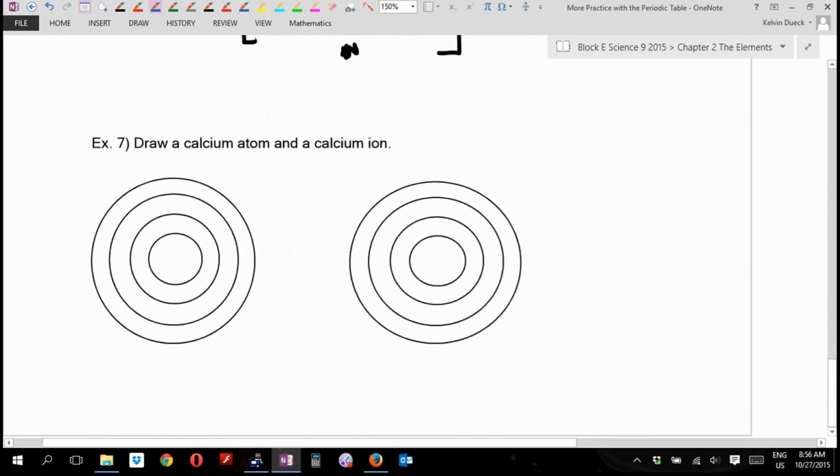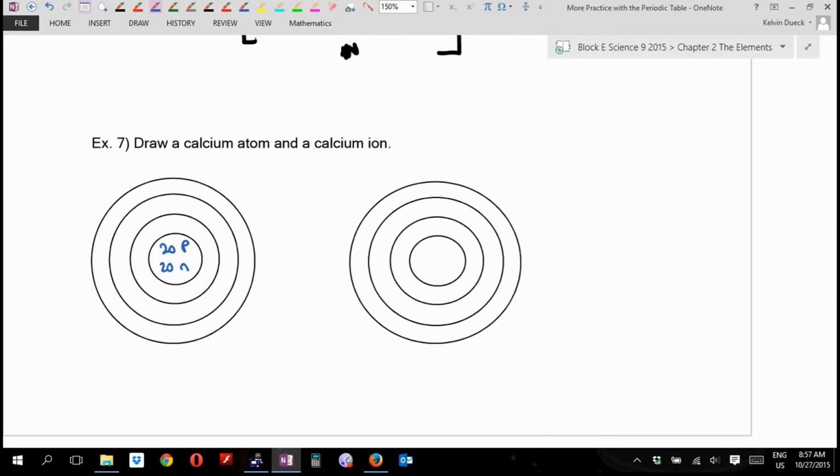Last thing and we're done. Draw a calcium atom and a calcium ion. Okay. Calcium atom, how many protons? So 20 Ps. How many neutrons? Also 20? Oh, lowercase n is what I've been using for neutron, haven't I? What period is it? 4th? That means the first 3 shells are full. If it's in period 4, the 3 inner shells are packed.